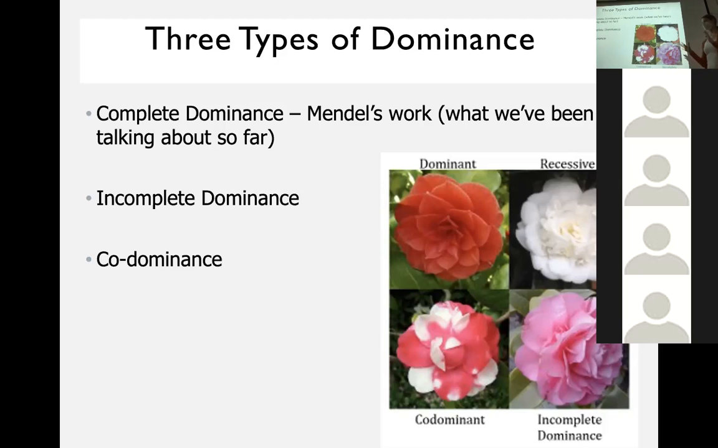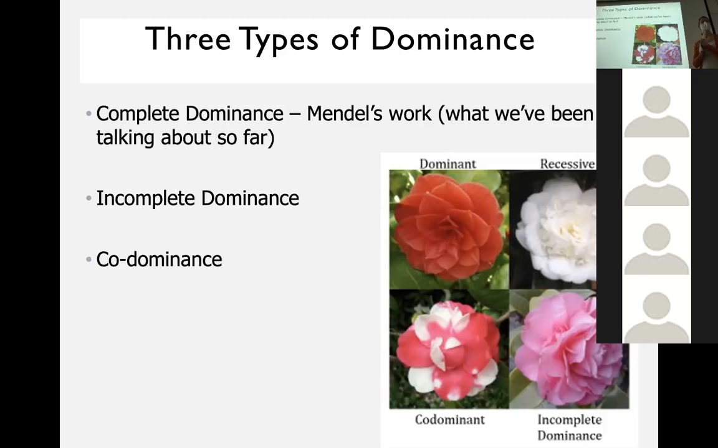Incomplete dominance is where you get a mixture. So red and white together makes pink. It's like blending paint colors. So incomplete dominance would be the blending of the two different phenotypes. Codominance, both of them show up as they would originally.